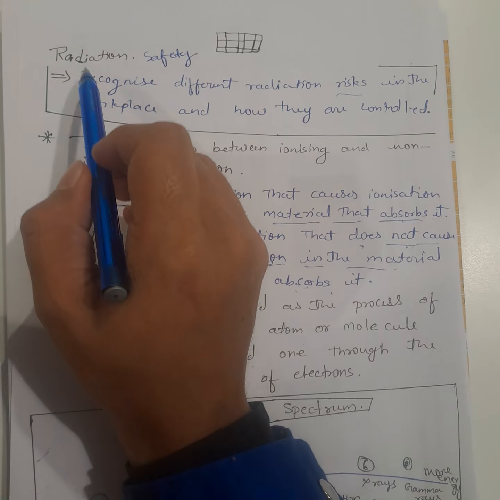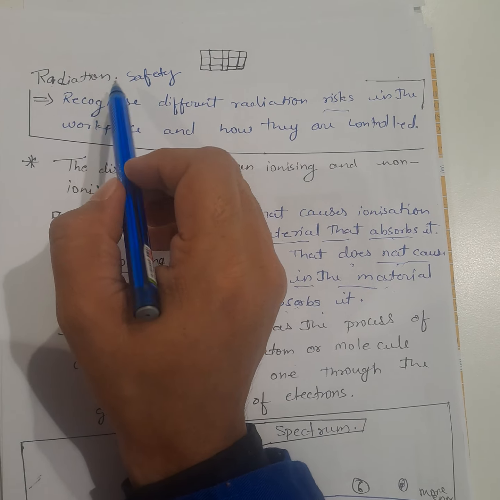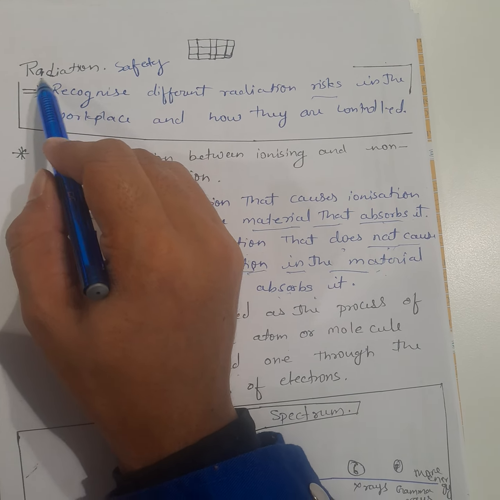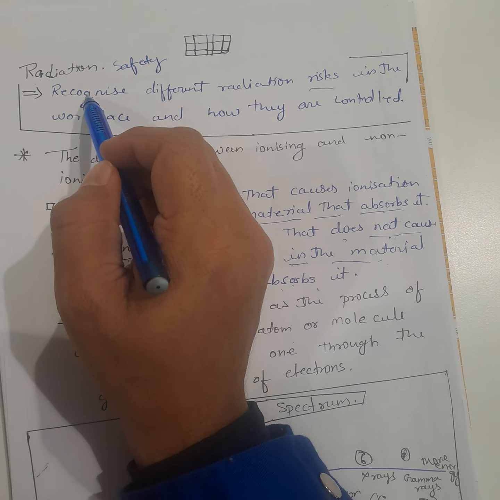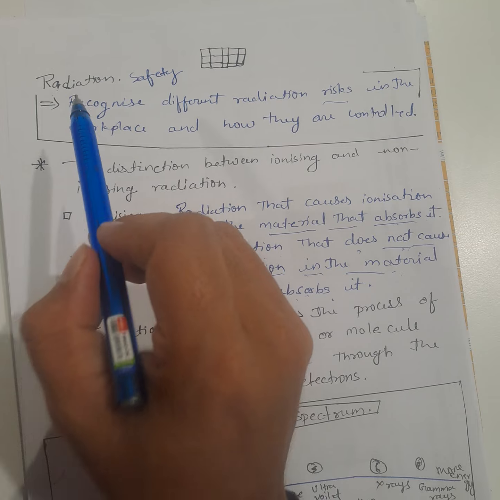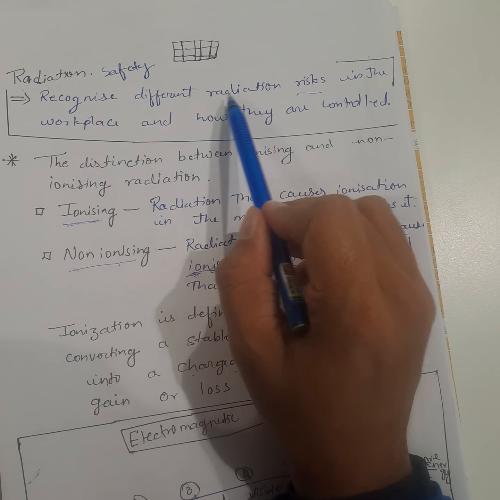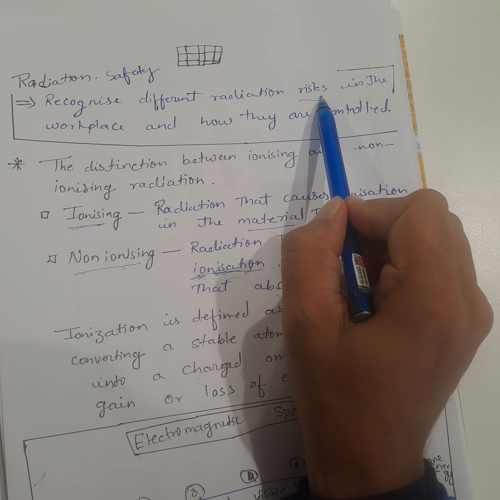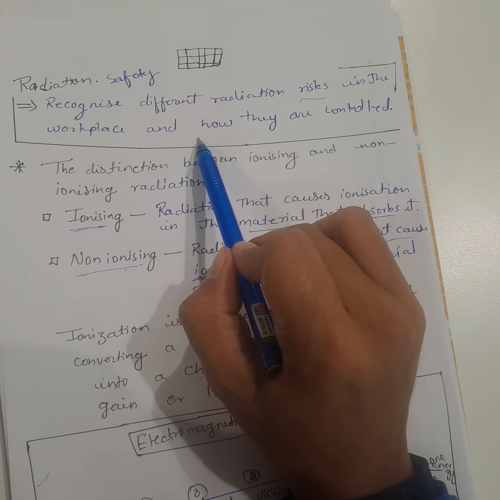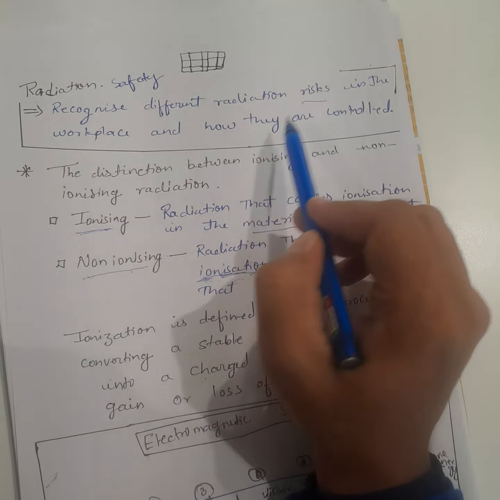So, in our workplace, what are the radiation hazards? What are the safety precautions we have to take? Now we are going to see. In this topic, we will learn different radiation risks. What are the risks over there, and in the workplace, how are they controlled? Means how we are going to control.